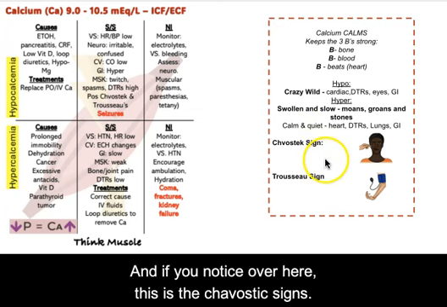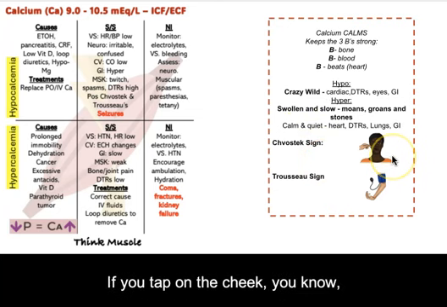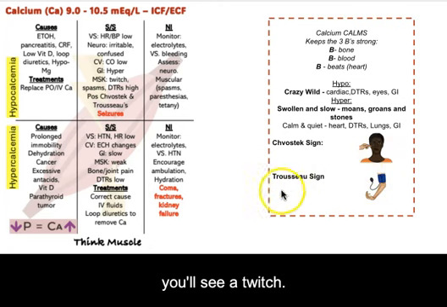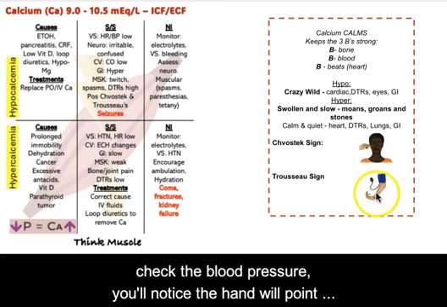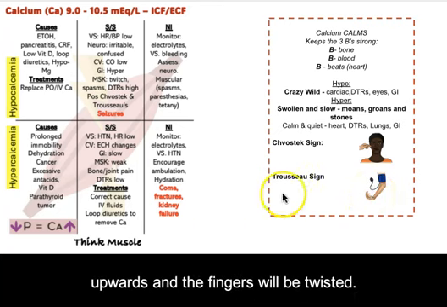And if you notice over here, this is the Chvostek sign. If you tap on the cheek, you'll see a twitch. Trousseau sign, if you put the blood pressure cuff on and you tighten it to check the blood pressure, you'll notice the hand will point upwards and the fingers will be twisted.